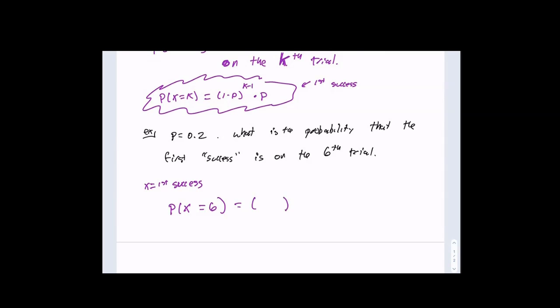How many times am I not going to get a success if the first one happens on the 6th try? 5. So it's going to be to the power of 5. Now, what is going to be raised to the power of 5? Well, it's the probability of not getting a success. So what's the probability of failure?